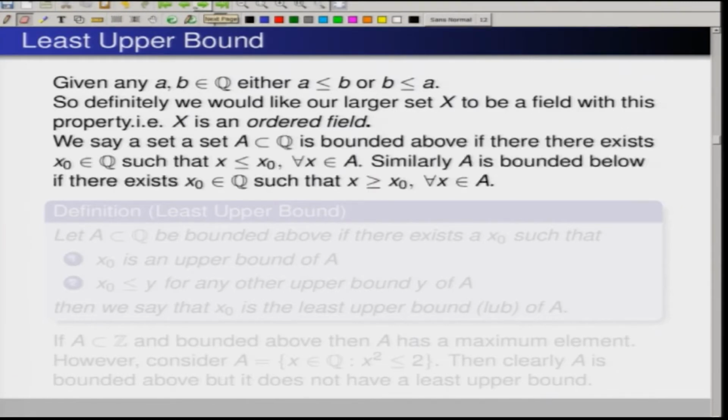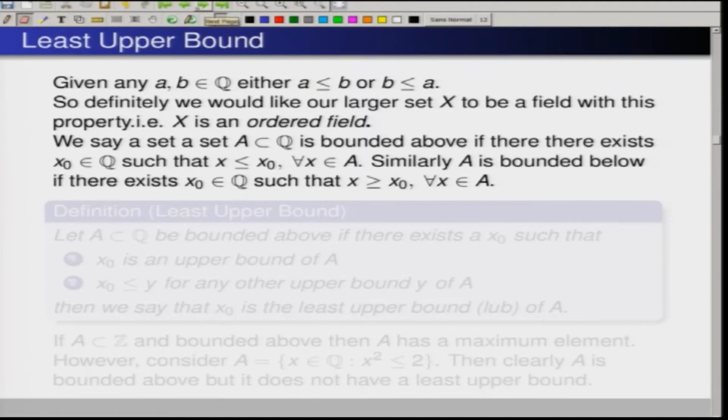For this I define a subset A of the rationals to be bounded above if there exists an x naught in Q such that x is less than or equal to x naught for all x in A. For example, if I take all the rationals which are less than 1, then this is a set which is bounded above, and any number of this set is less than or equal to 1. Similarly, A is bounded below if there exists an x naught belonging to Q such that all elements of A are greater than or equal to this x naught. For example, if you take all the positive rationals, then this set is bounded below.